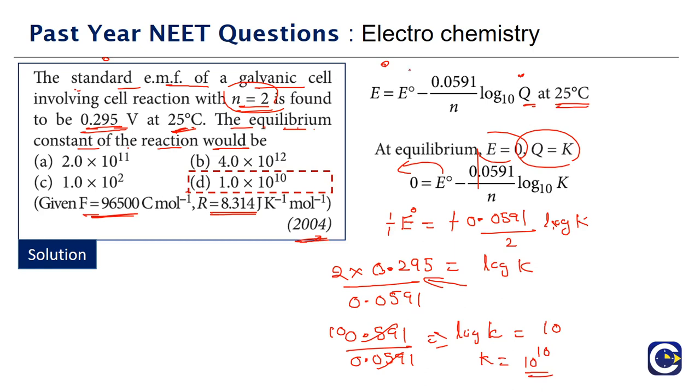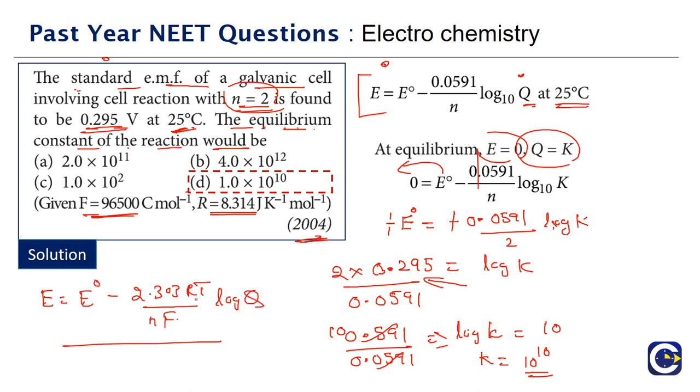Here we are not even using the value of the Faraday constant and R, because we are straight away remembering this formula. Otherwise, the general formula for the Nernst equation is E is equal to E naught minus 2.303 RT by nF into log Q. This is the general formula, so we can use it at any temperature. If the temperature is 25 degrees centigrade or 298 Kelvin, by putting the values of R and F and simplifying, we get E is equal to E naught minus 0.0591 by n into log Q.